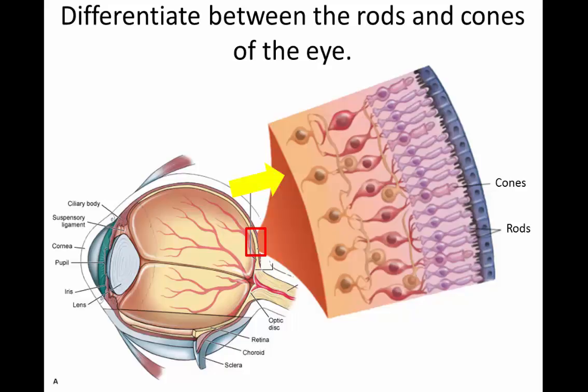The cones, shown here, are responsible for color. And so we have three types of cones. We have cones that sense red, green, and blue light. With these three different types of cones responding to red, green, and blue light, we can actually see all the colors that we see because they are combinations of those various colors.